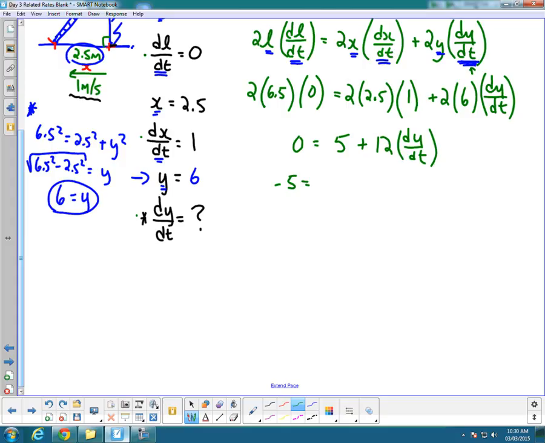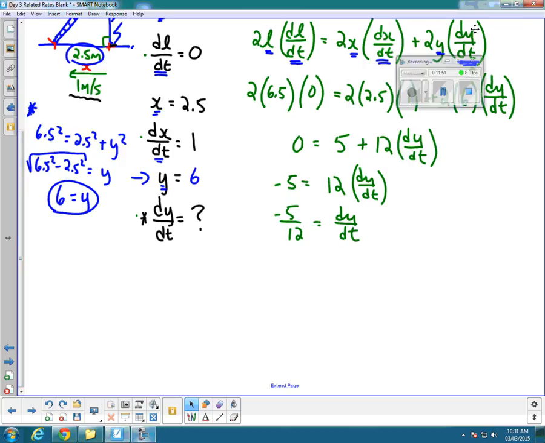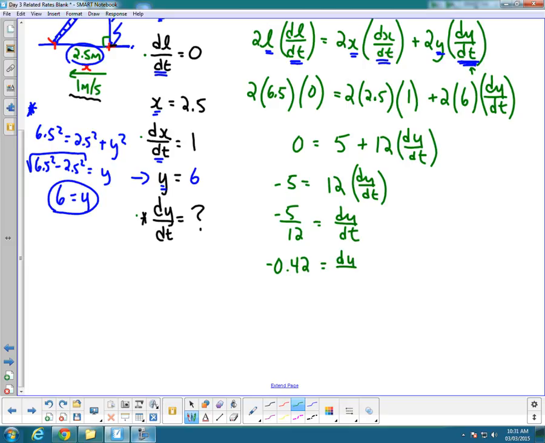So negative 5 equals 12 dy by dt. So negative 5 over 12 equals dy by dt. And again, in this case, I'd like to figure out what that actual number is. So I can punch that into my calculator, and I get negative 0.42, rounded, equals dy by dt.